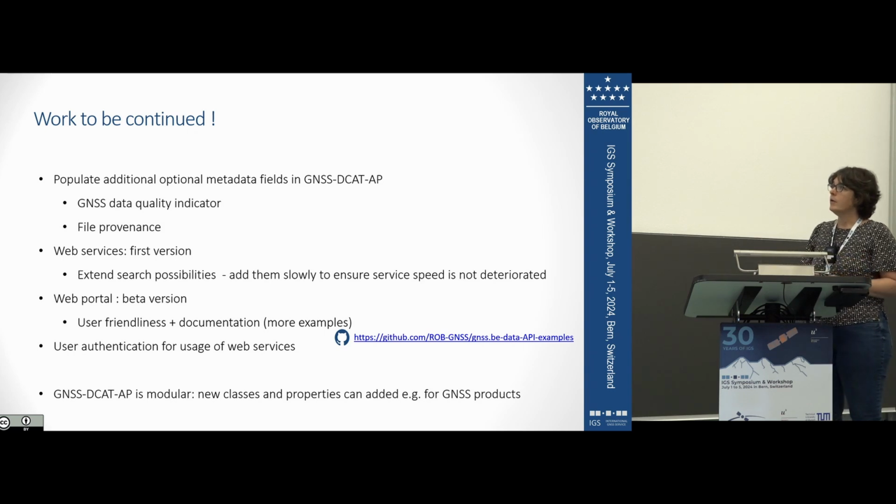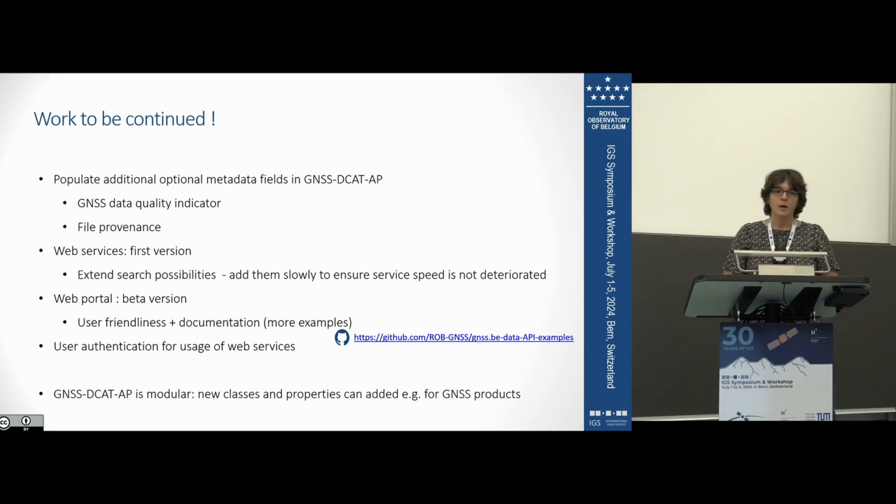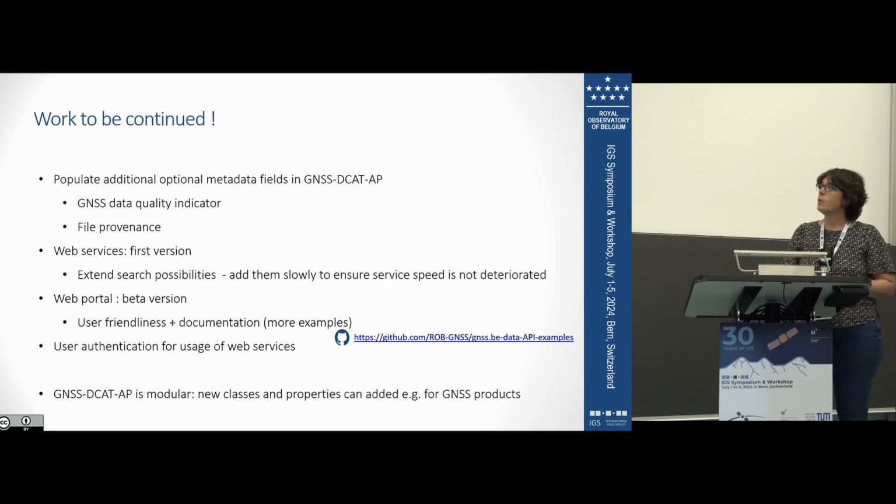We built some access services for both humans and machines. So we have our web portal and some web services in REST API. We developed several services to provide persistent identifiers for the different objects we are hosting. And of course, there is still some work to be done. We would like to populate the additional optional metadata fields with information like the GNSS data quality indicator and the file provenance. Our web service is the first version, so we are working on extending the search capabilities.